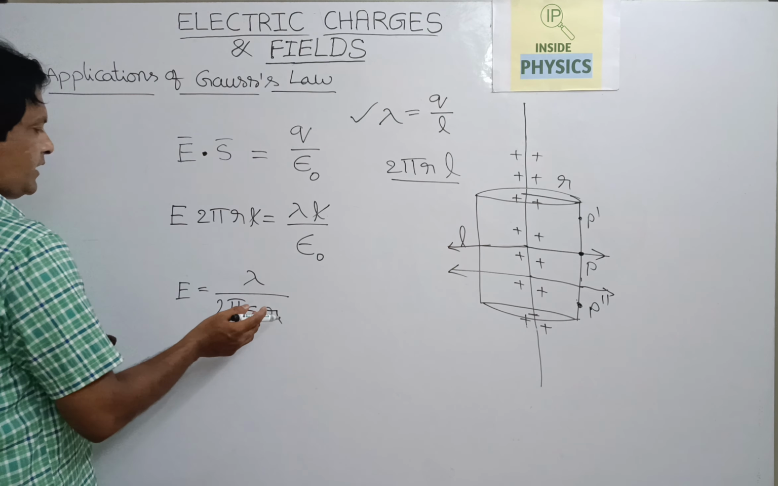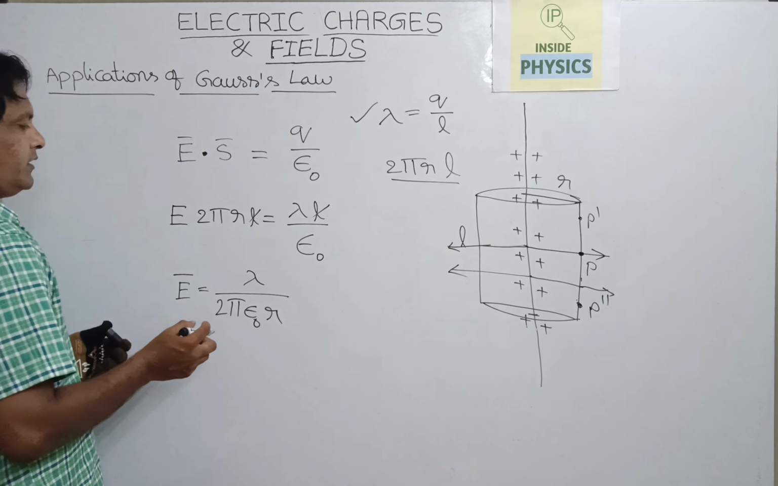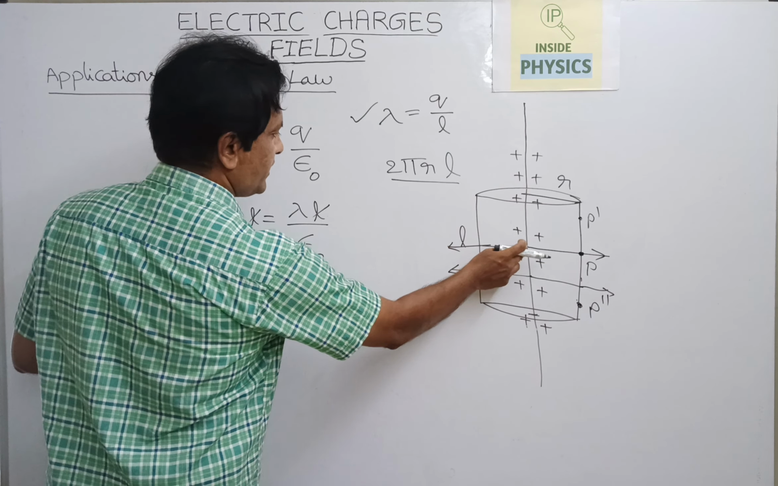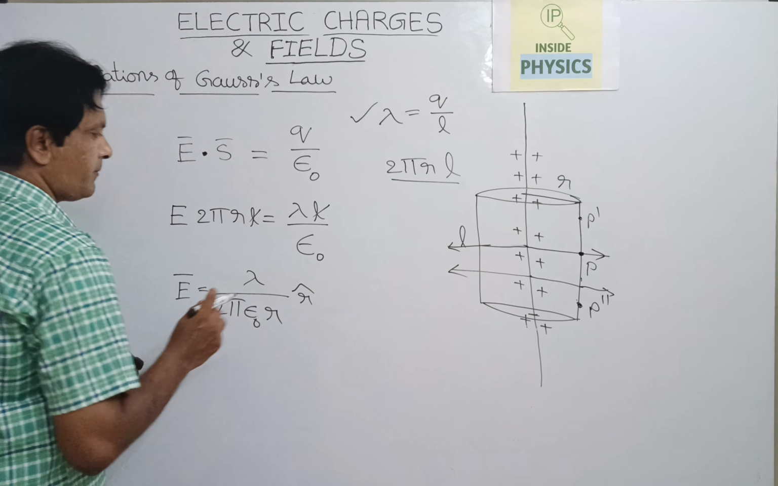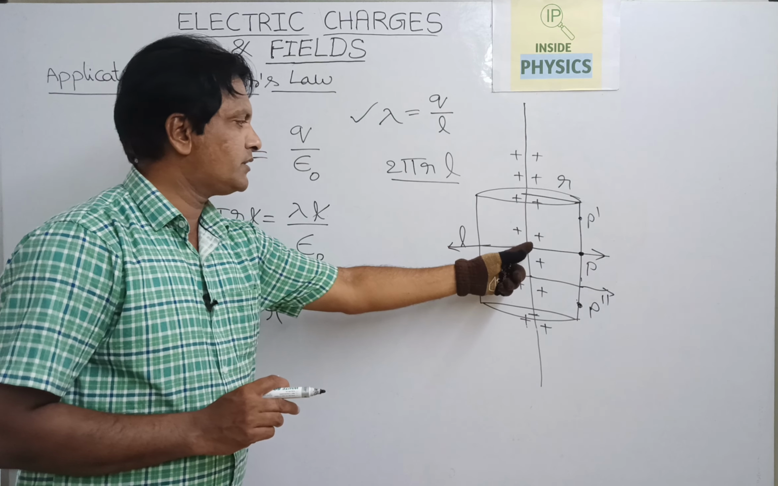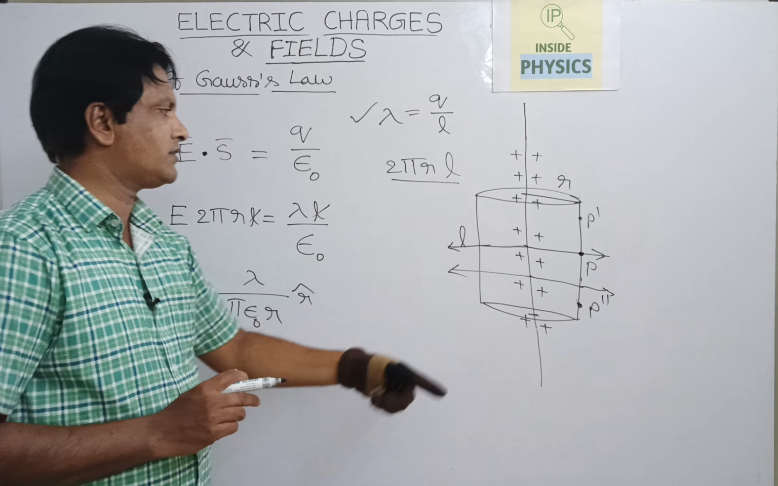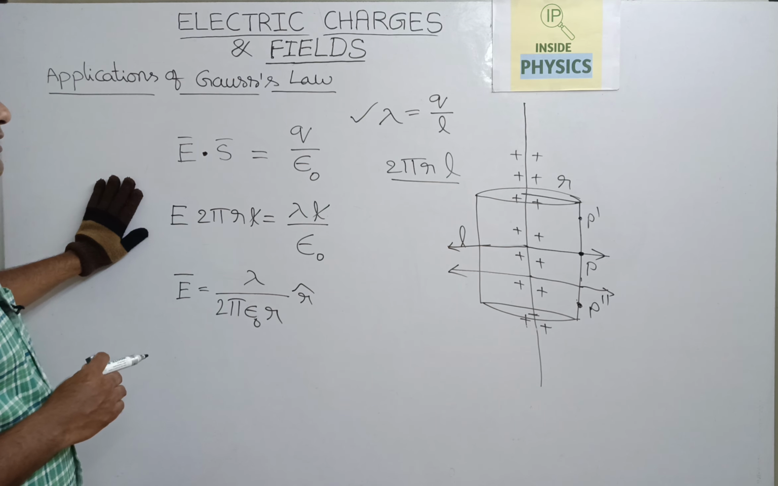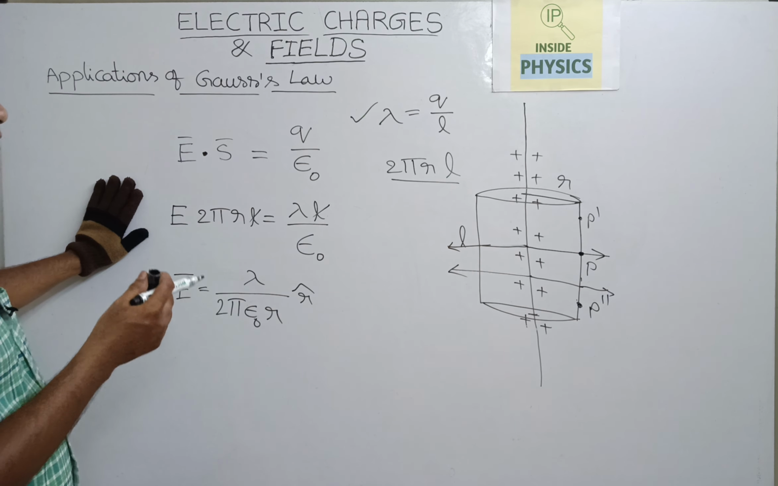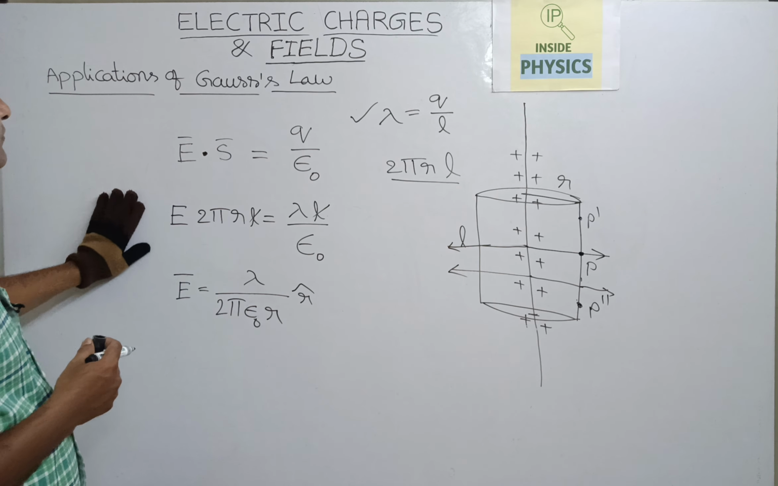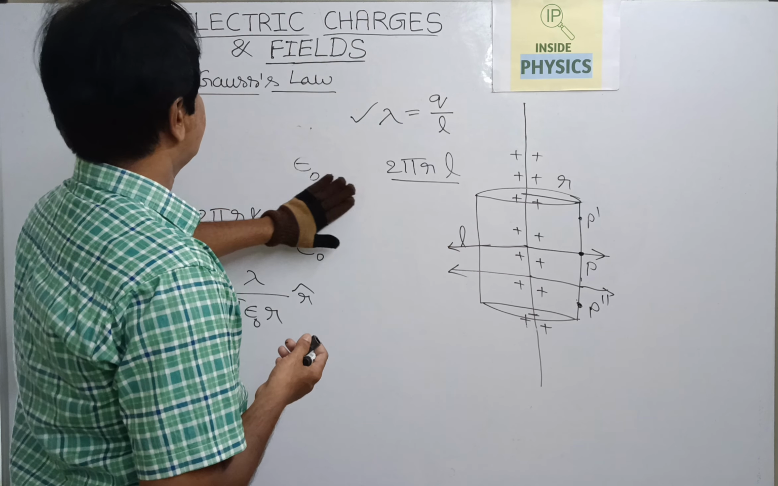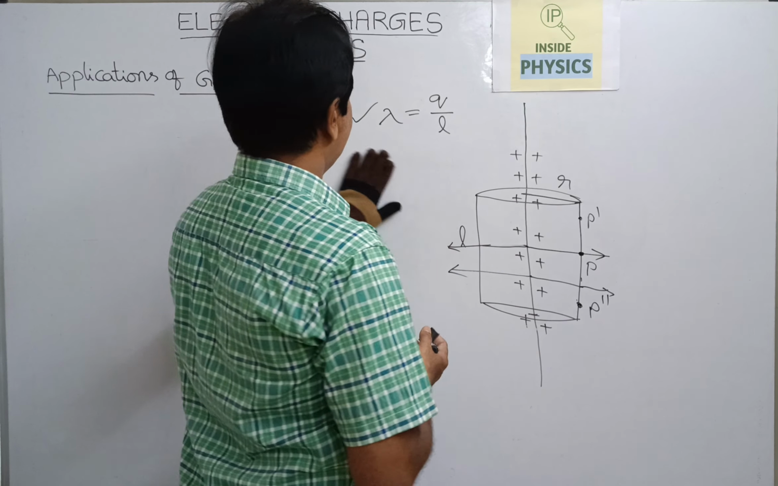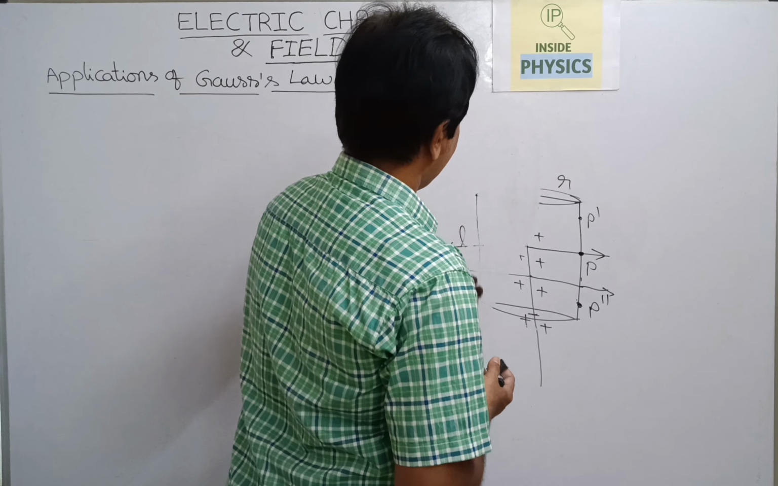Okay, so if you want to take it into the vector form, you can put a bar here, and this can be multiplied by the unit vector which is in the direction of the radius vector, that is r cap. The r cap is a unit vector which gives the direction radially outwards from the axis. So this is how we calculate the electric field due to an infinite long charged wire. Next, the second one: electric field due to an infinite plane sheet.